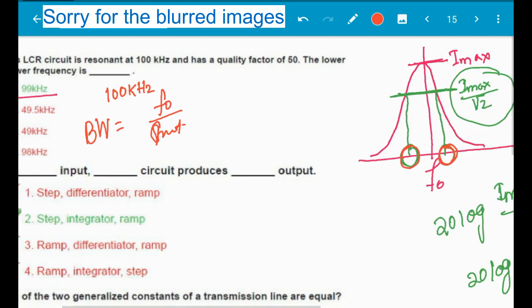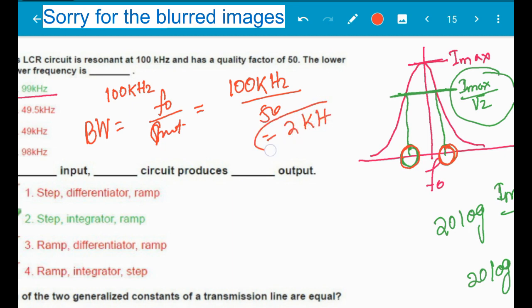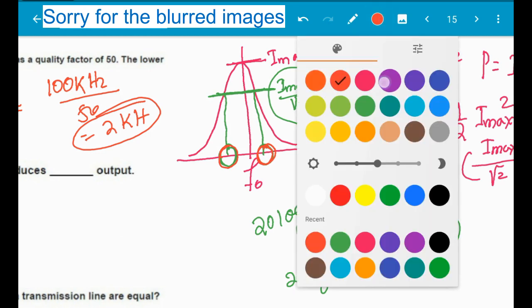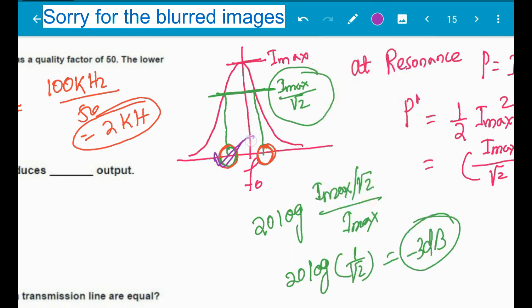So here what will be the bandwidth? Bandwidth will be resonant frequency by quality factor. So this will be 100 kilohertz by the quality factor, which is 50. So this is 2 kilohertz. That means the difference between the lower half power frequency and the higher half power frequency is 2 kilohertz.